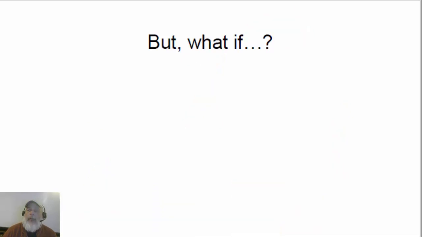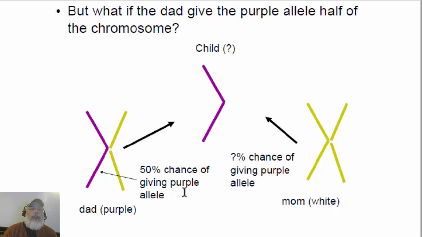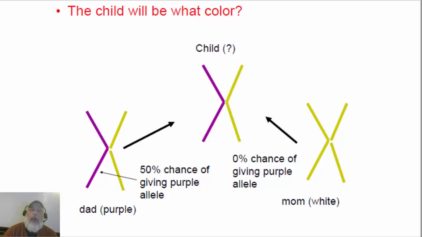Now, what would happen if, instead of giving the white allele, Dad gave the purple allele? Well, what is the percent chance of the purple allele being given? Well, it's, again, 50-50. It's either going to be this one or this one. It can be purple or white. So 50% chance of giving the purple allele. Let's say that Dad does give the purple allele. The child gets one purple allele from Dad. The child is going to get one white allele from Mom no matter what, because that's all she has. So what is Mom's chance of giving a purple allele? It's absolutely no chance at all, because she doesn't have a purple allele. So the child is going to get a white allele.